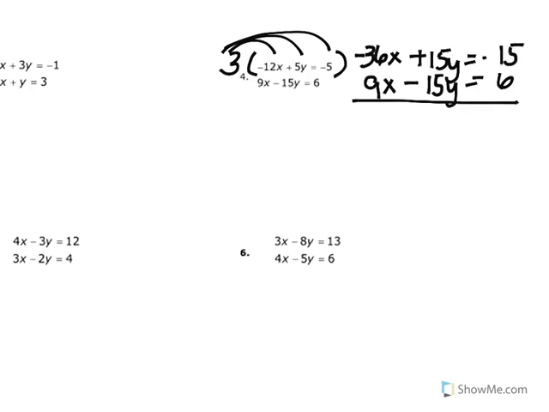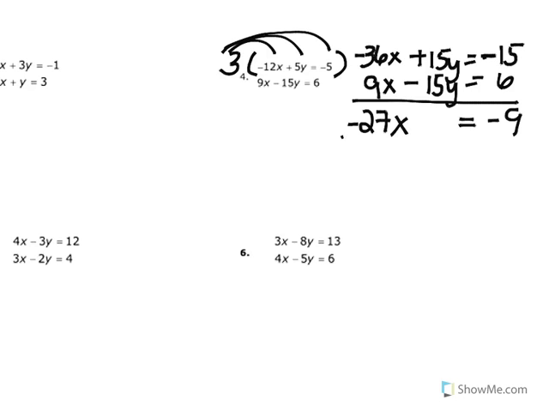So now let's combine the two equations. Negative 36 plus 9. If you don't know how to do that, we're going to subtract and keep the sign of the bigger number. Use your calculator if you can't do the addition and subtraction yourself. That's negative 27x equals negative 9, because we've got minus 15 plus 6.